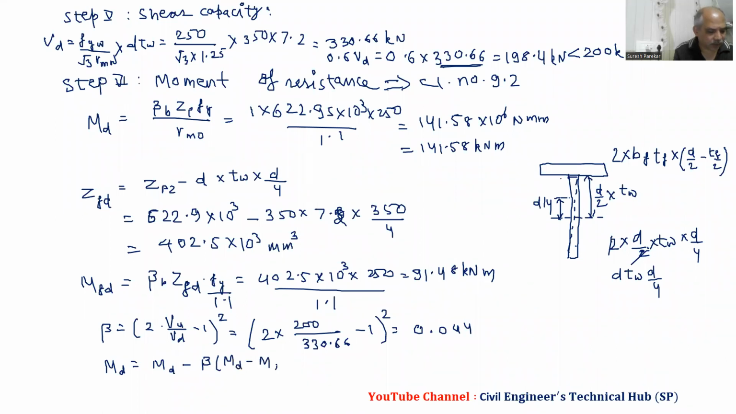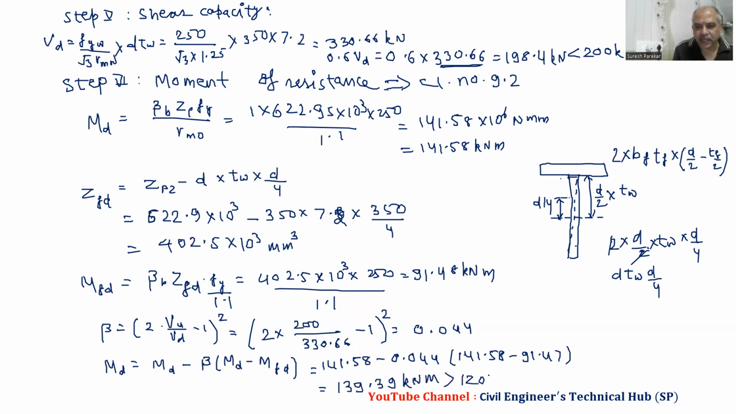And from this we will get MD is equal to, as we have already written the formula, MD minus beta into MD minus MFD. If we put the values, we have 141.58. I am putting it directly in kilonewton meter. 141.58 minus 91.47, and this comes 139.38 kilonewton meter, which is greater than 120 kilonewton meter.